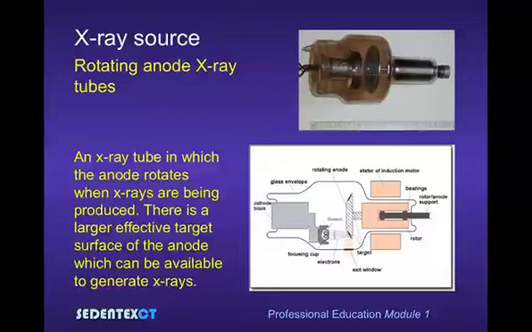is that the anode is of disc form, and this rotates rapidly. The point of this is that there's a larger effective target surface which can be used to generate X-rays. This helps in dissipation of heat and also improves the output of X-rays from the X-ray source.